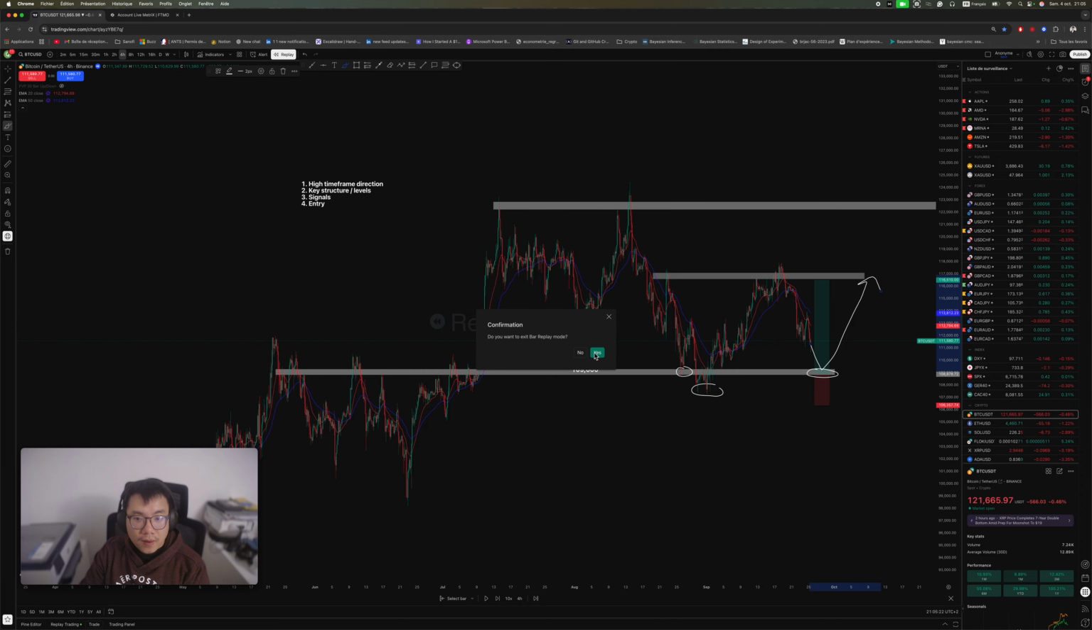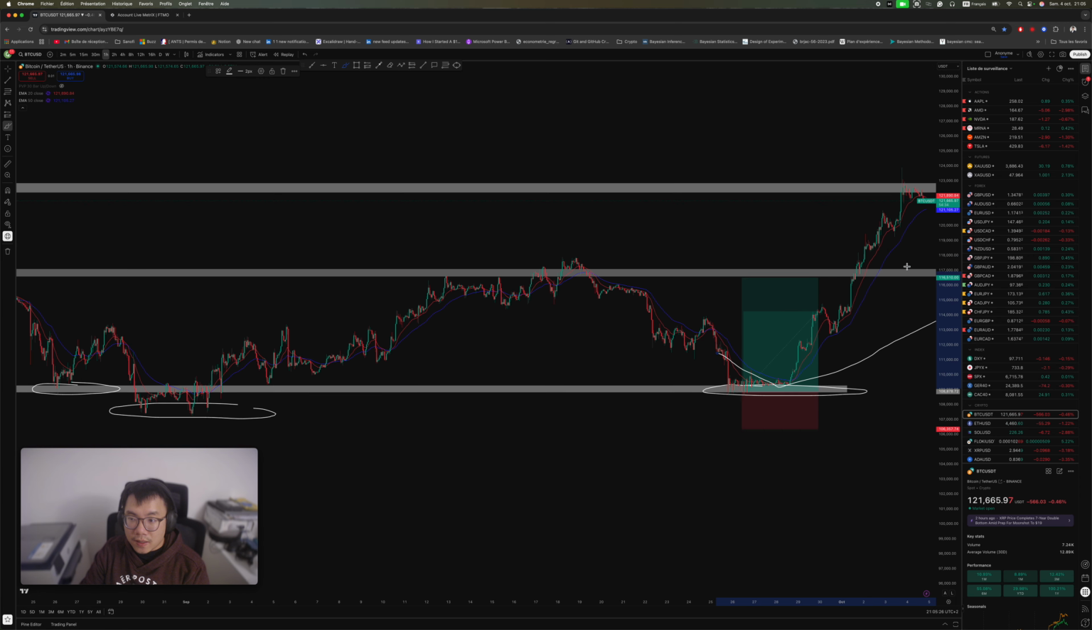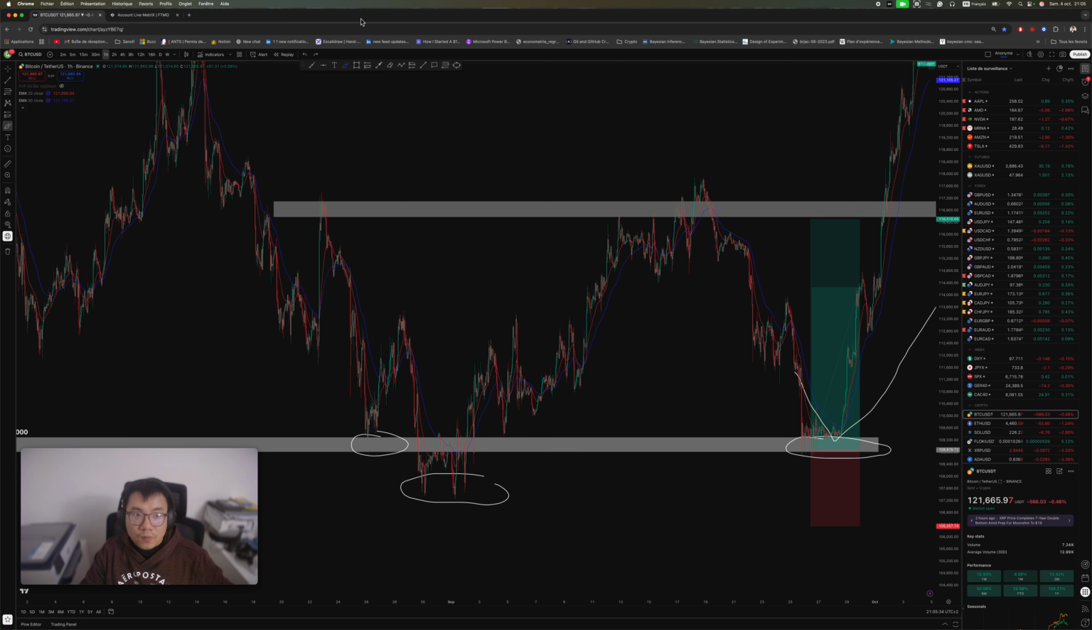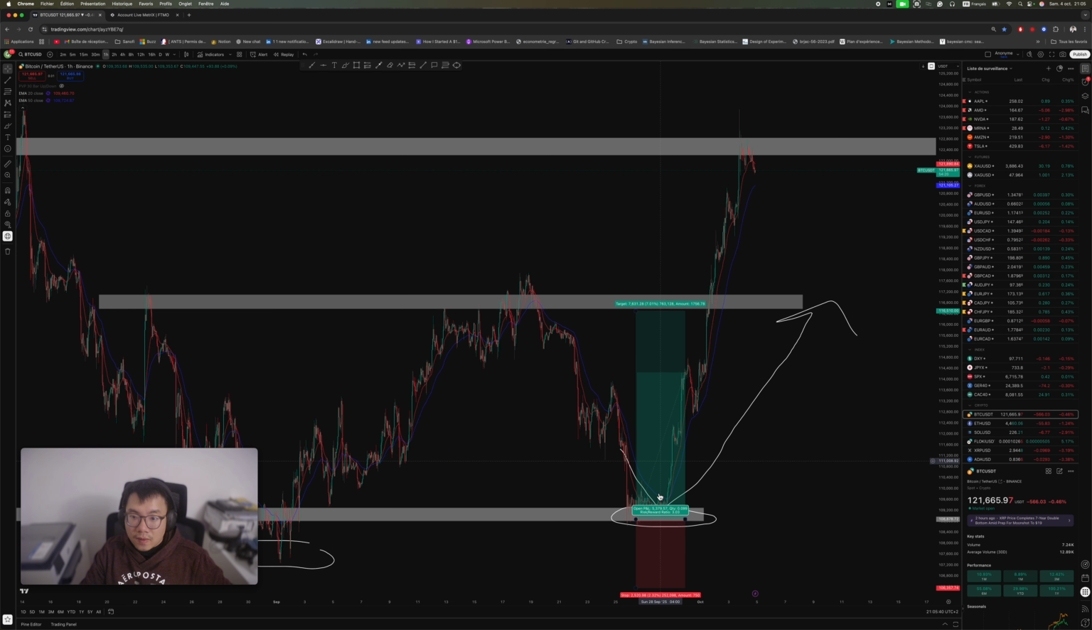If I remove the replay and move down, as you can see here, after a period of chopping around this entry, price eventually moved up very clean, as you can see, very clean.